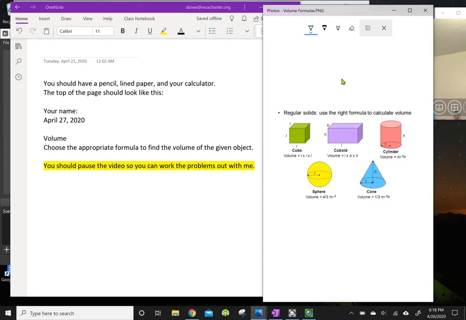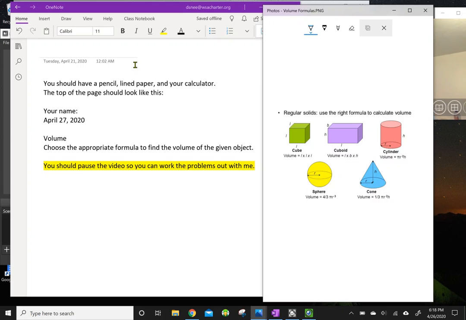Boys and girls, right now I'm going to pause for a moment. You should have a pencil and lined paper and your calculator. The top of your page should look like this. Today is April 27th, 2020, and we're talking about volume, and we're combining everything that we've done. We're going to find the volume of all the different shapes, all the different objects, so we need to choose the appropriate formula.